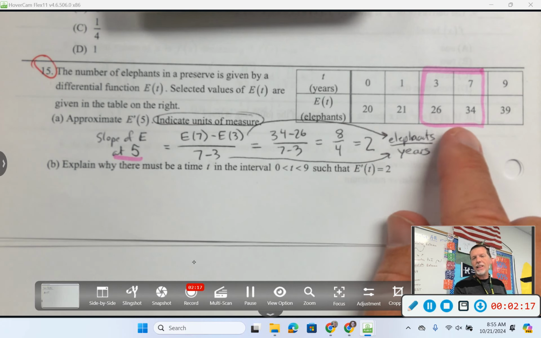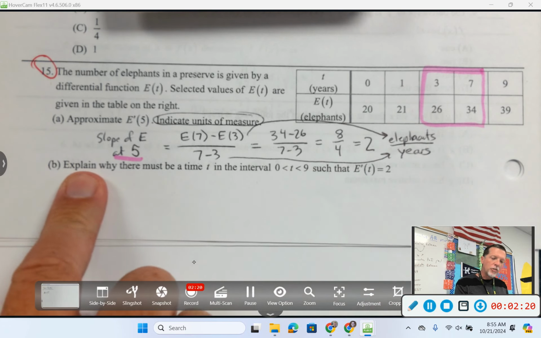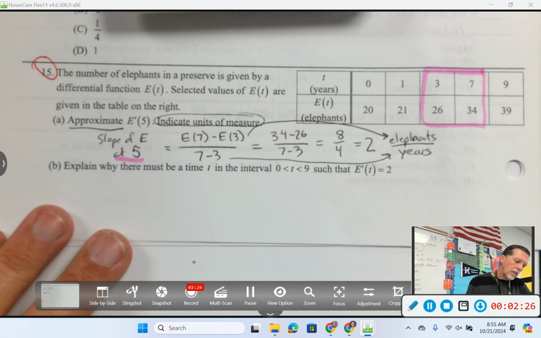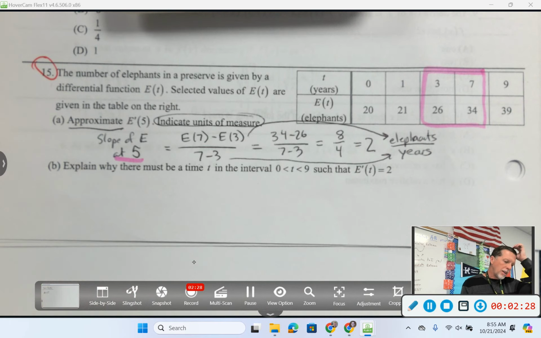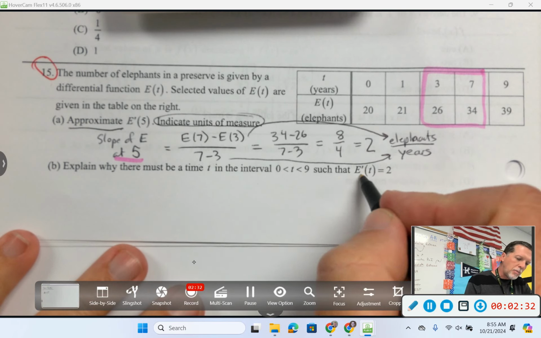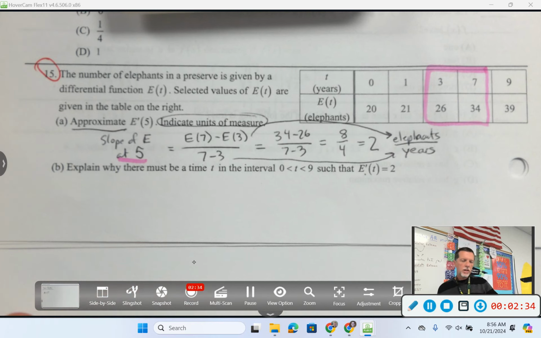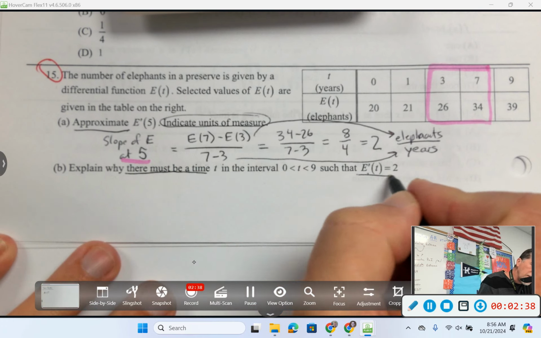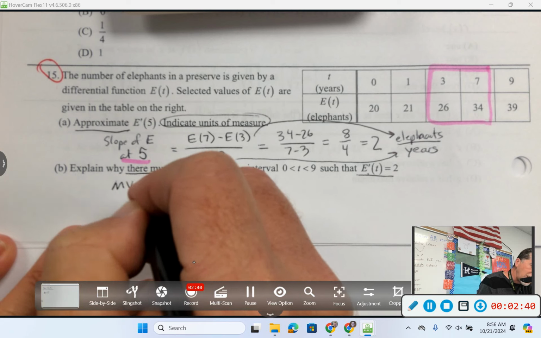Like, we don't know exactly what the picture looks like. This is the algebra slope, not the calculus slope. That's why I said approximate. Explain why there must be a time between 0 and 9 such that e prime equals 2. Why there must be a time where a derivative equals something? This sounds like MVT.